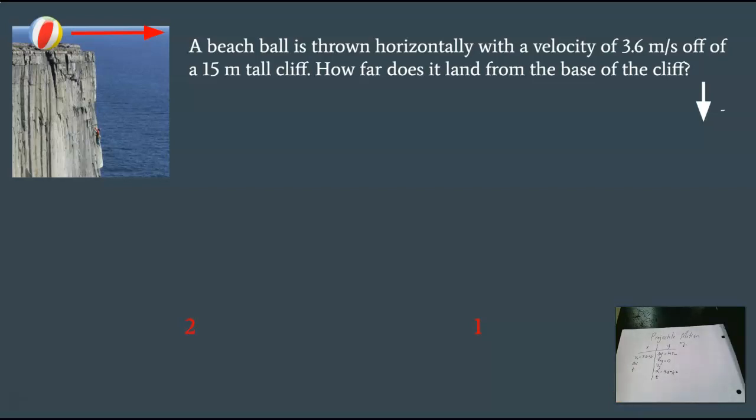And let's look. It says, how far does it land from the base of the cliff? So that's asking in a horizontal direction, how far does it go? And so we're looking for an x displacement. I know these two are always going to be connected by time. If I can solve for time over here, I can use it over here to solve for displacement.